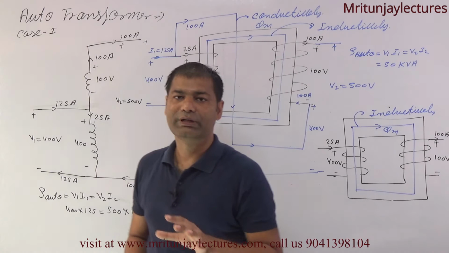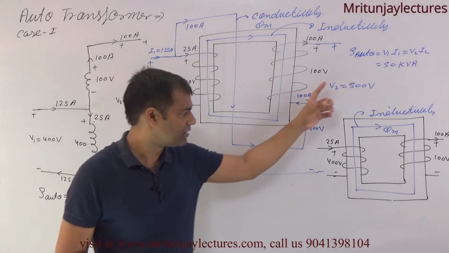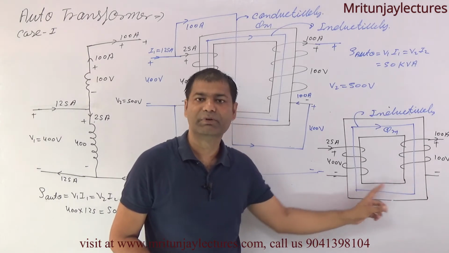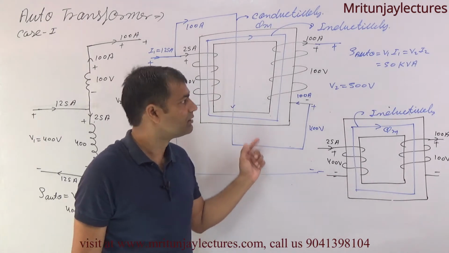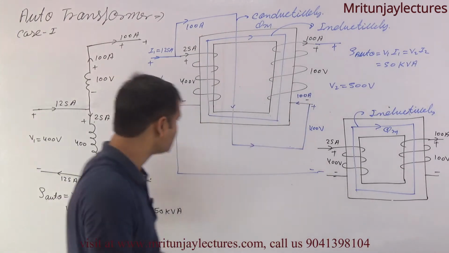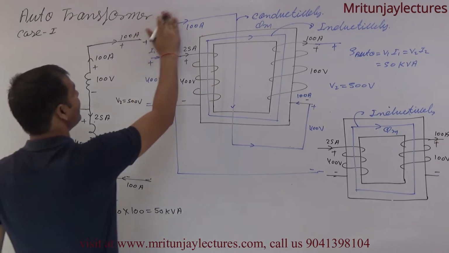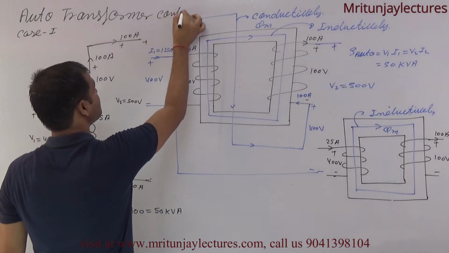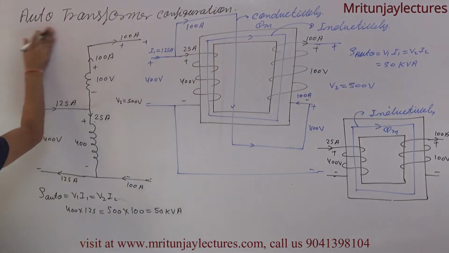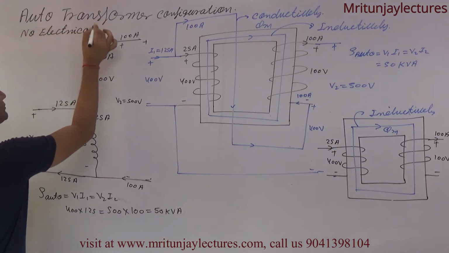So no electrical isolation in an auto transformer, but in a two winding transformer there is electrical isolation, because no wire is connected between the windings. But here one wire is connected like this one, that's why there is no electrical isolation. So, auto transformer configuration: no electrical isolation.